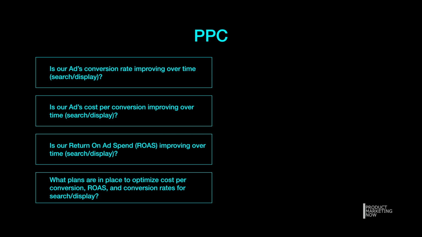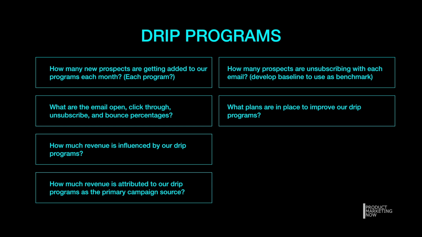3, PPC. Is our ads conversion rate improving over time for search and display? Is our ads cost per conversion improving over time? Is our return on ad spend improving over time? What plans are in place to optimize cost per conversion, return on ad spend, and conversion rates for search and display?